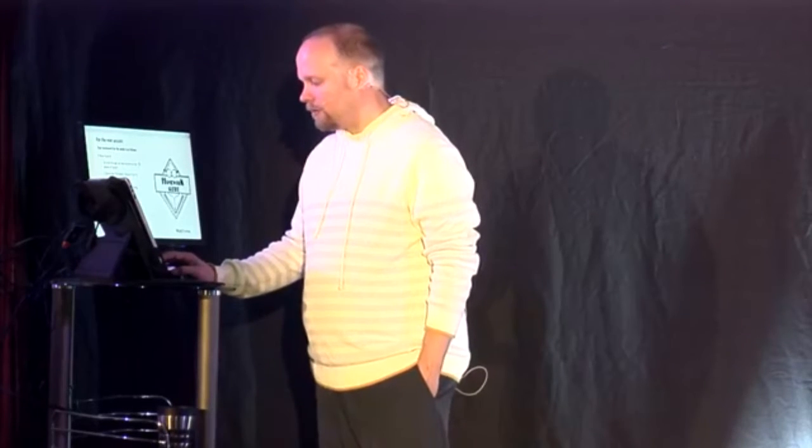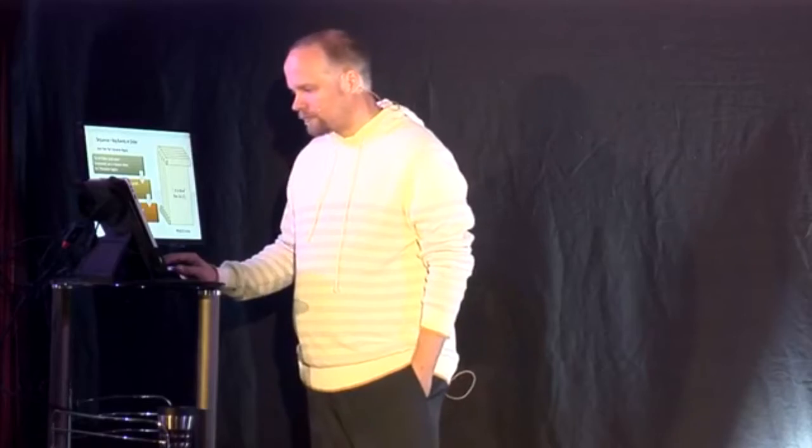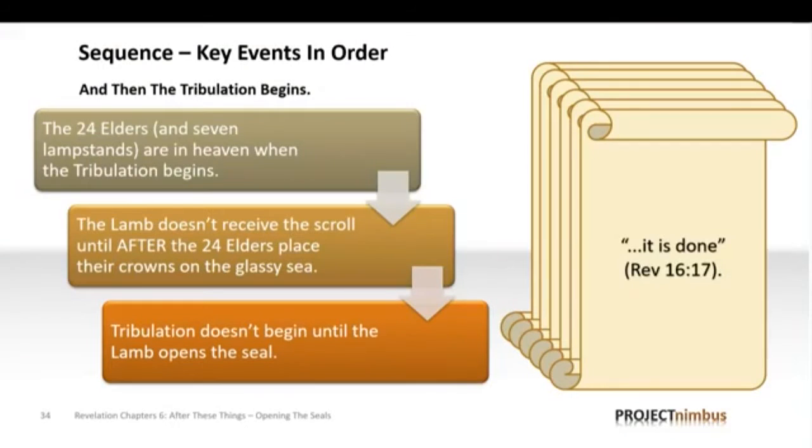So, one of the principles that we talked about in the last session was this sequence of events, these key events: that the 24 elders and the seven lampstands are in heaven when the tribulation begins. That means the rapture has been heavily implied by the scripture to have taken place. The Lamb doesn't receive the scroll until after the 24 elders place their crowns on the glassy sea. The 24 elders are, of course, the church. Ergo, the church is in heaven inside the Holy of Holies of the universe when the Lamb receives the scroll.